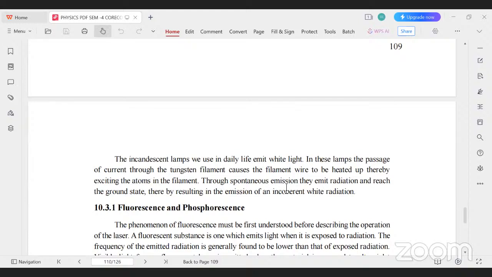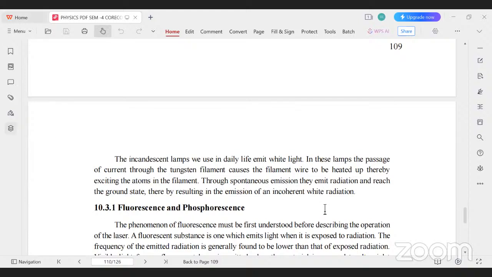Coherence, we know that. Incoherent means which is not the same. Coherence is nothing but when we get the same frequency, same wavelength, and the only difference will be the phase difference. That is what coherence is. And incoherent is nothing but which is not the same. So that is what the emission of incoherent white radiation is.